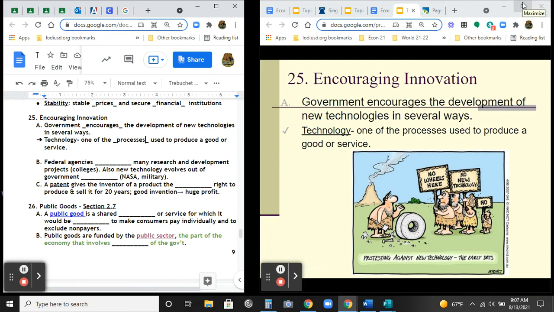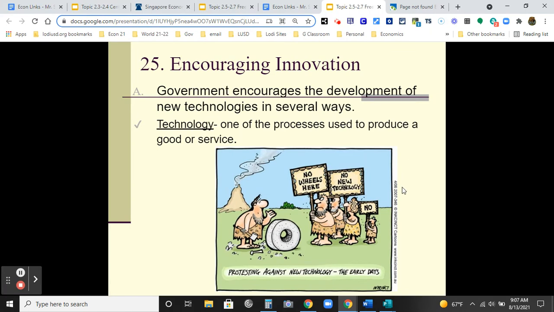Let's look at this joke on innovation and technologies. No wheels here, no new technology, no. Protesting against new technology has always happened when this person's just trying to make progress. There was a time, in the machine age, when this group called the Luddites started smashing machines because they blamed the machines for taking their jobs. Eventually, even the Luddites got on board with the new tech.